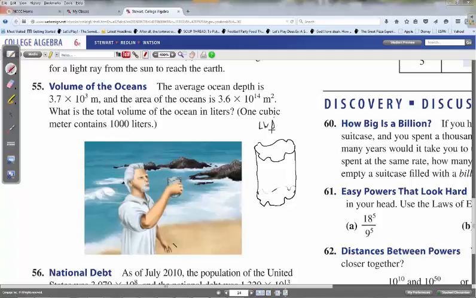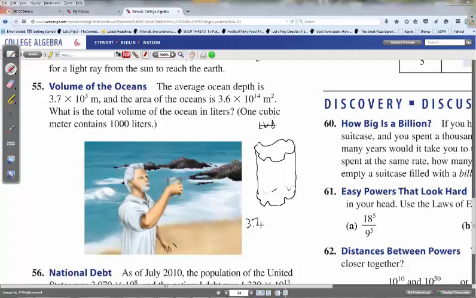If you want to find the volume of a shaped object, you just find the area of a cross-section and multiply by the depth. Now, if it doesn't have a constant depth, then that's a problem, and you've got to work that out. But all of these have a constant depth. So all we've got to do is multiply these two numbers, the 3.7 times 10 to the third and the 3.6 times 10 to the 14th.